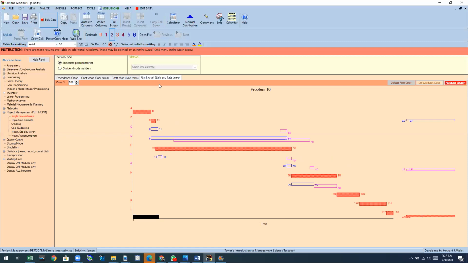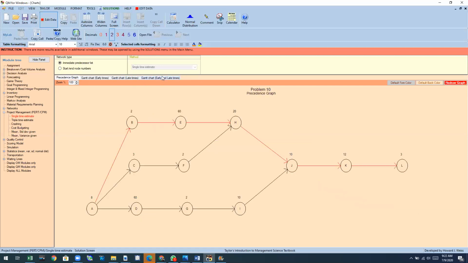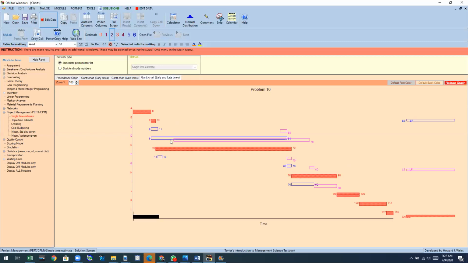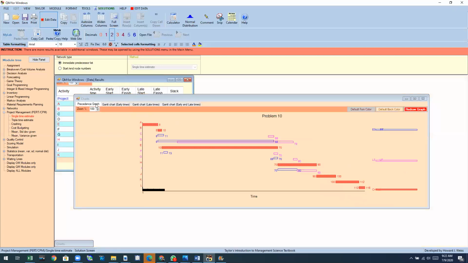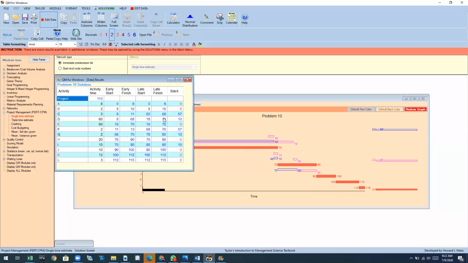So with POM QM, you can create the precedence graph. You can create the Gantt chart showing the early times and finish times and showing the critical paths. But it also gives us the time calculations, where you have the activity time, early start, early finish, late start, late finish, and the slack time.